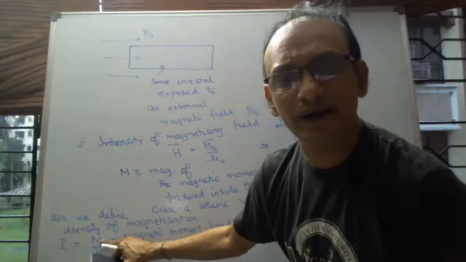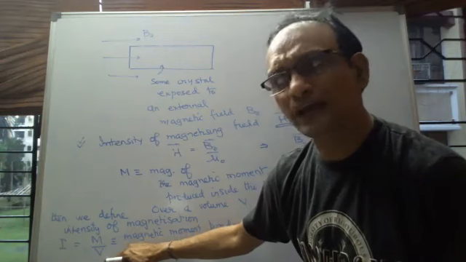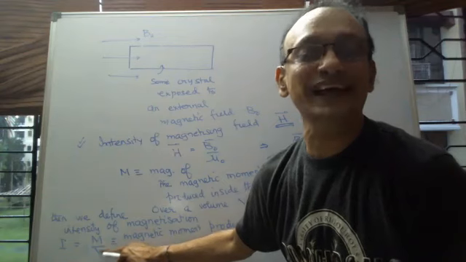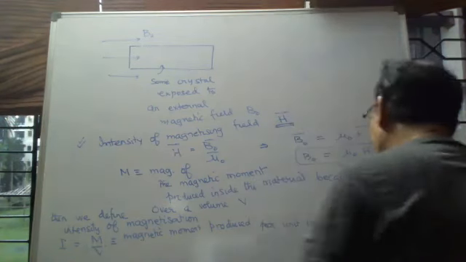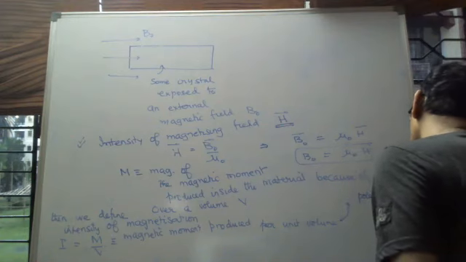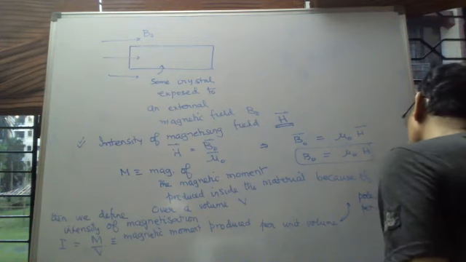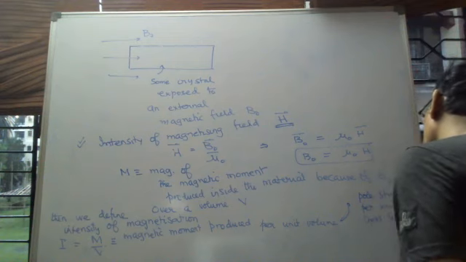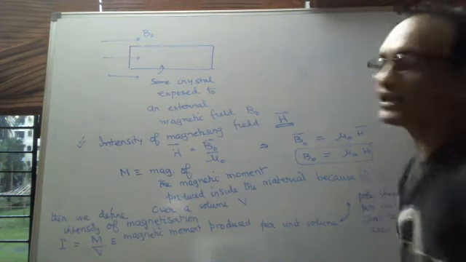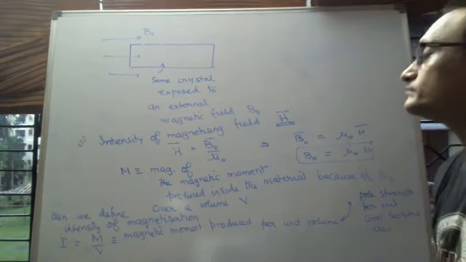अच्छा इसमें ना capital M is pole strength into the length divided by volume. Volume by length will be the area of cross section of the material. This is also pole strength per unit area. This is also pole strength per unit cross sectional area.